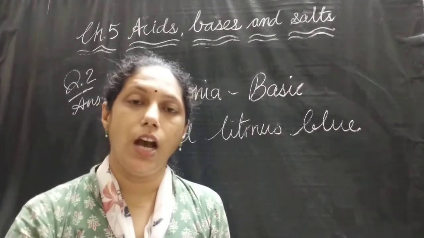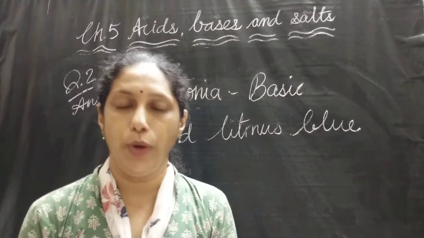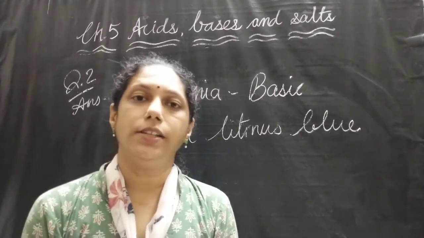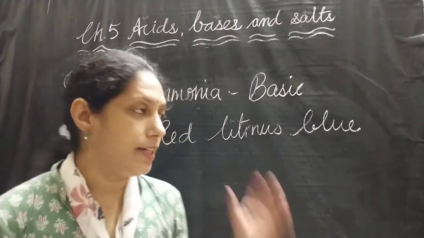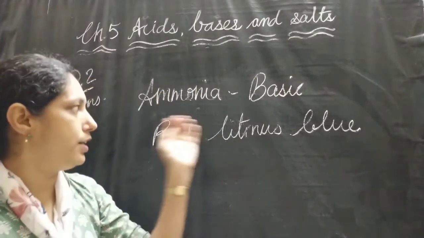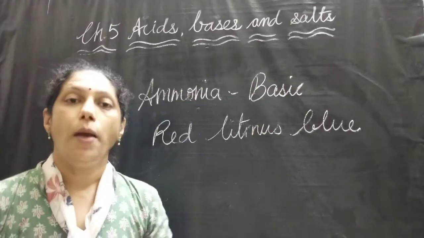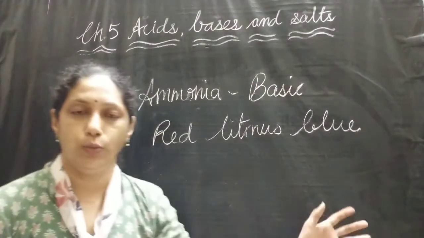Second question is: ammonia is found in many household products such as window cleaners. It turns red litmus blue. What is its nature? The answer is, as the ammonia turns red litmus blue, it is basic in nature. Bases have the property to change red litmus to blue.